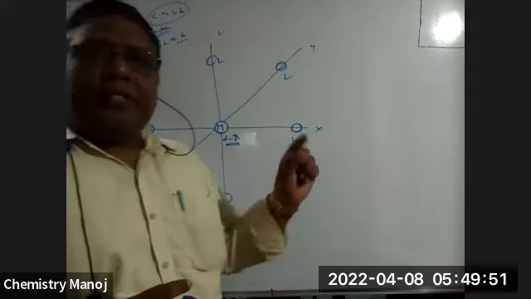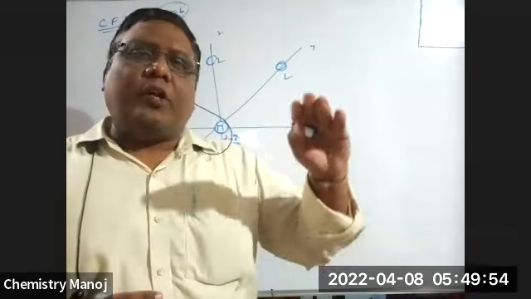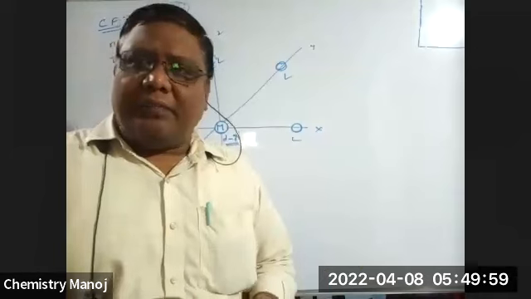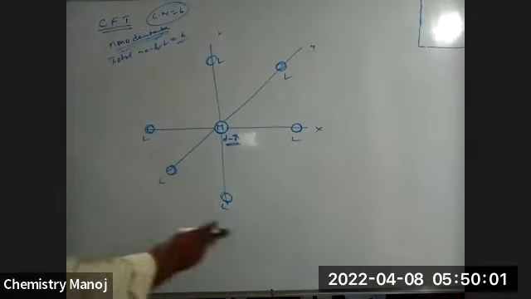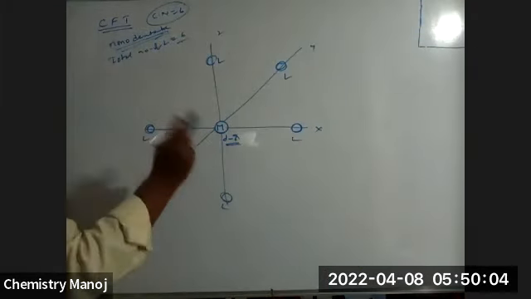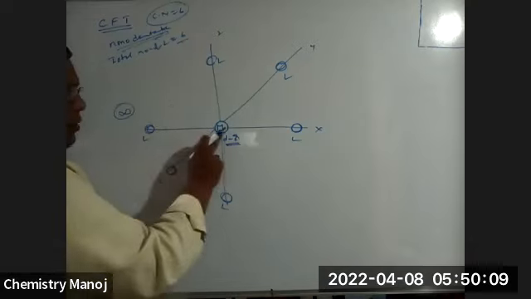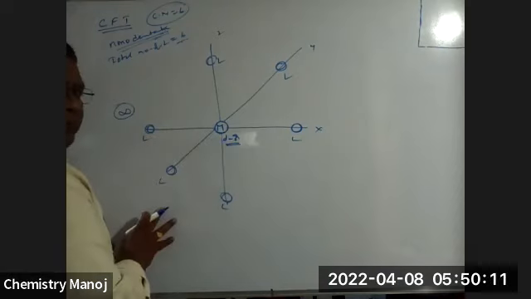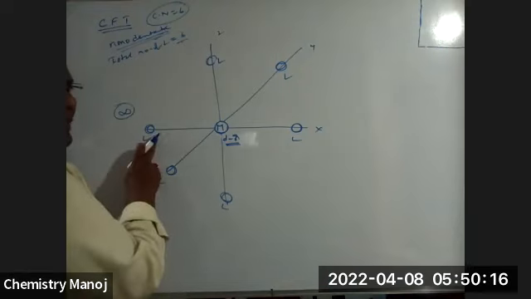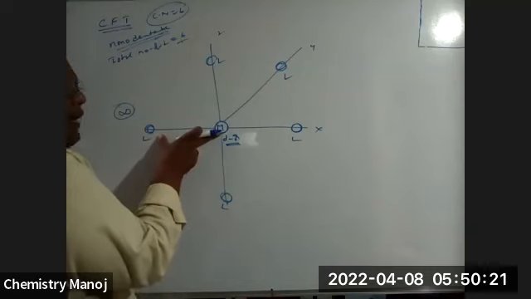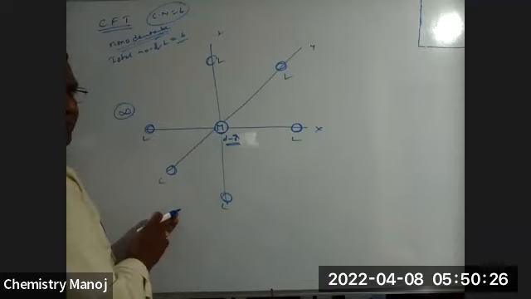Some of the d orbitals have electron density on the axis, and some orbitals have electron density between the axis. That we know well. Now, let us assume these 6 ligands are at infinite distance from the metal. That means there is no attraction and no repulsion between this metal and ligand. Yes, sir. First of all, I am taking these ligands on the axis, very far away from the metal.